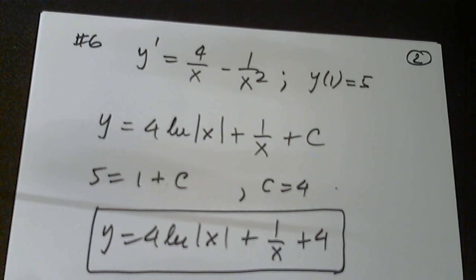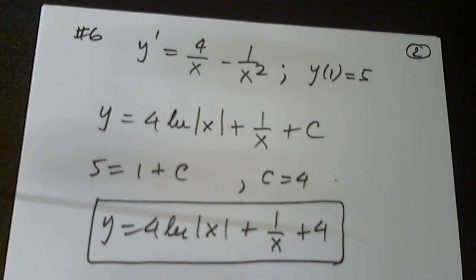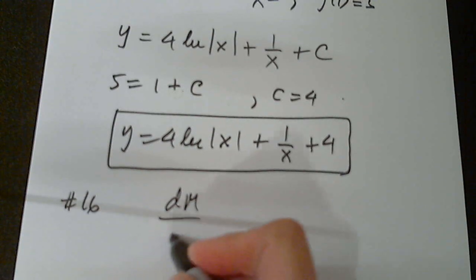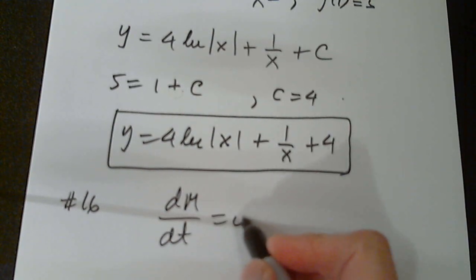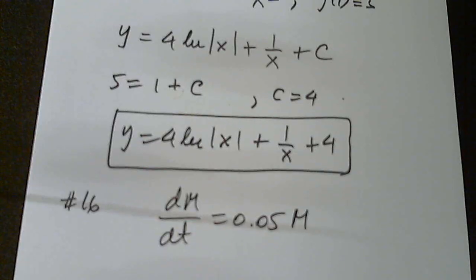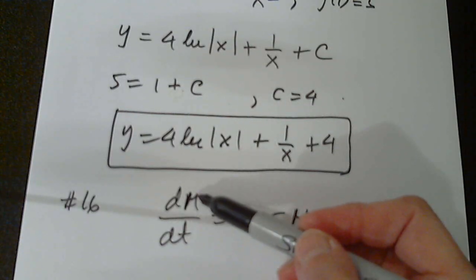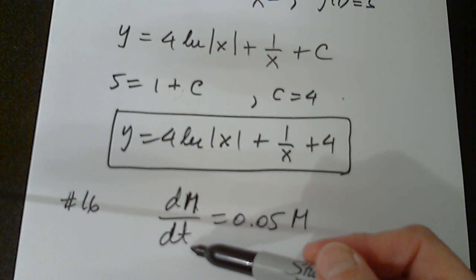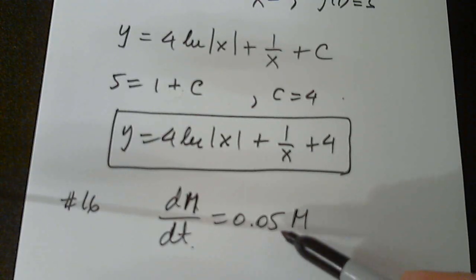Anyone, or I will choose? Can we do 16? Let's work on 16. So we have dm over dt is 0.05 m. What we see here is a derivative of a function m with respect to t equals 0.05 m.